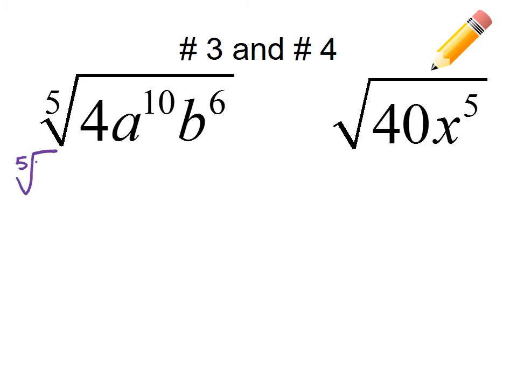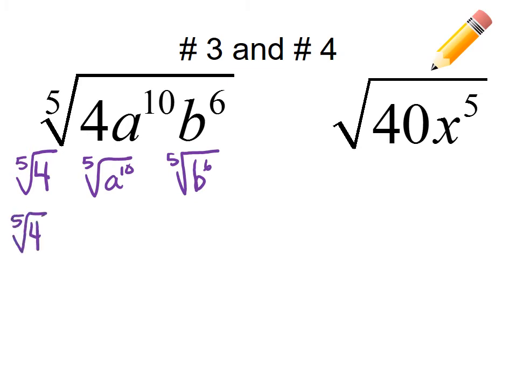Let's start off by separating each piece under its own radical. That should always be your first step. Now let's look at each one as a separate example. The 5th root of 4. If I take a look at my table, 4 is much too small. So we're actually just going to keep carrying that down. There is no good and bad for the 5th root of 4.